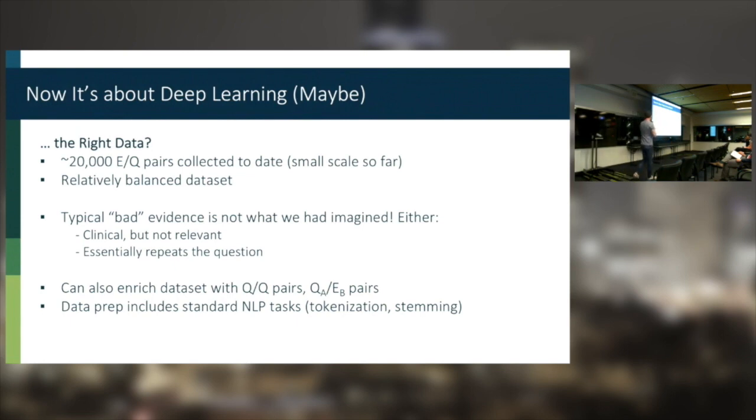We experimented a little bit with adding some, well, we have all this question and evidence. A good example of bad evidence is just matching the question with itself, or matching the question with evidence for some other question, because that kind of looked like this clinical but not relevant. And that adds a lot of data at the expense of making the data set more imbalanced. So we need to be a little bit careful here.